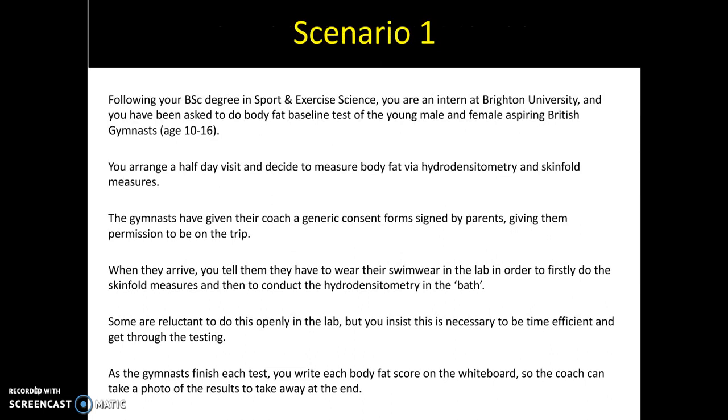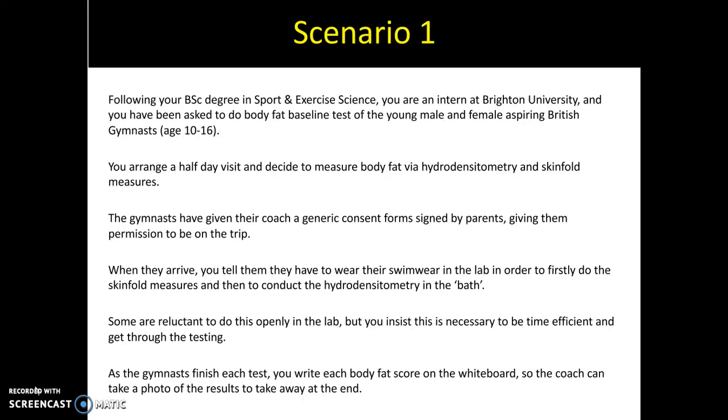To start this assignment, we're going to be looking at three scenarios. Firstly, scenario 1. This consists of following a BSc degree in sports science. You're an intern at Brighton University and you have been asked to do a body fat baseline test of the young male and female aspiring British gymnasts. You arrange a half-day visit and decide to measure body fat using hydrodensitometry and skinfold measures.